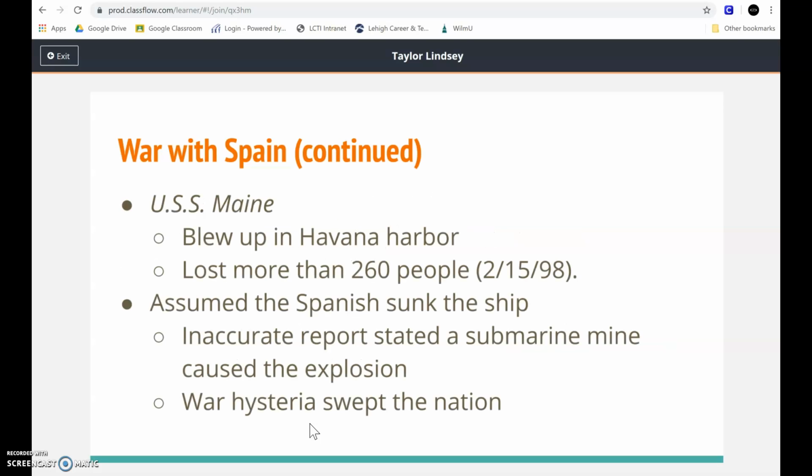So then we talk about the USS Maine. It's a ship that was blown up in the Havana Harbor. We lose 260 people, and everybody on the American side assumes that the Spanish sank the ship, which is an inaccurate report. It stated a submarine mine caused the explosion, and war hysteria sweeps the nation. We do not like to be attacked, so it is time to go to war.